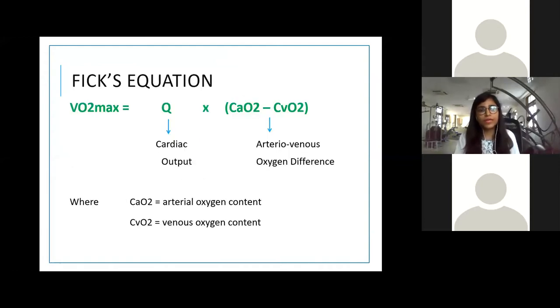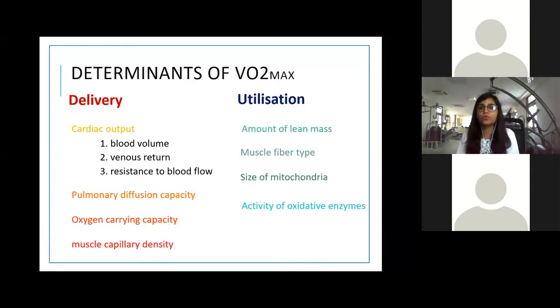Everybody may have heard about this equation, which is known as Fick's equation, which is cardiac output times arteriovenous oxygen difference. Cardiac output is the amount of blood that could be circulated through your body in 1 minute by your heart's pumping. While arteriovenous oxygen difference is, for example, there is 100 ml of blood going in the arteries and it's reaching the muscle. How much is your muscle able to use? So out of 100, if it is taking 60 ml and 40 ml is returning back in the venous circulation, that 60 ml is the arteriovenous oxygen difference. So multiplication of these two gives you the VO2 max value.